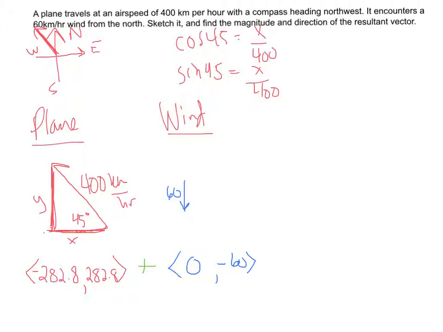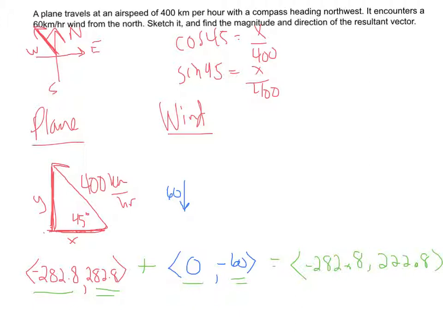would be, if we add up the x component of the plane vector, the x component of the wind vector, and then the y component of the plane, and the y component of the wind. And that's going to give us our resultant vector. So we get negative 282.8 plus 0 is negative 282.8. And positive 282.8 plus negative 60 is 222.8. So our resultant vector is negative 282.8 and 222.8 for the x and y components.